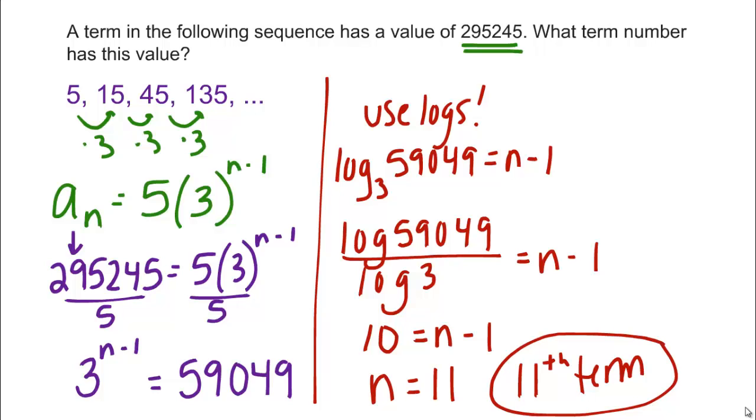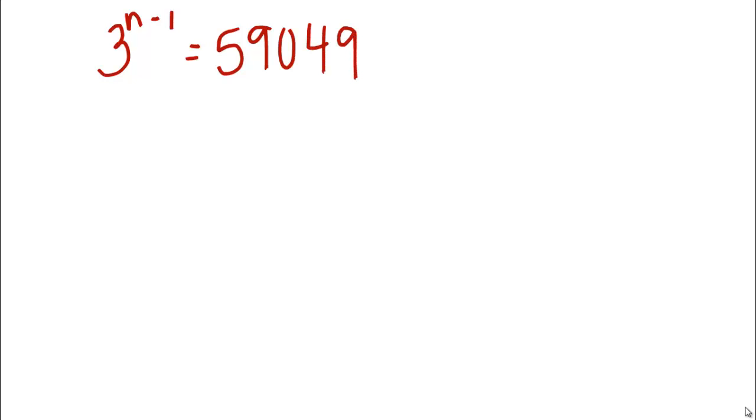Let's say I don't remember logs at all. Let's talk about another way to solve that equation. Remember, we're talking about 3 to the n minus 1 is equal to 59,049. How could we do this without using logs? Well, think about what type of number n has to be. N is a counting number. It's a term number. It's not going to come out to be something like 2.718 or negative 3.2. It's going to be a natural number.